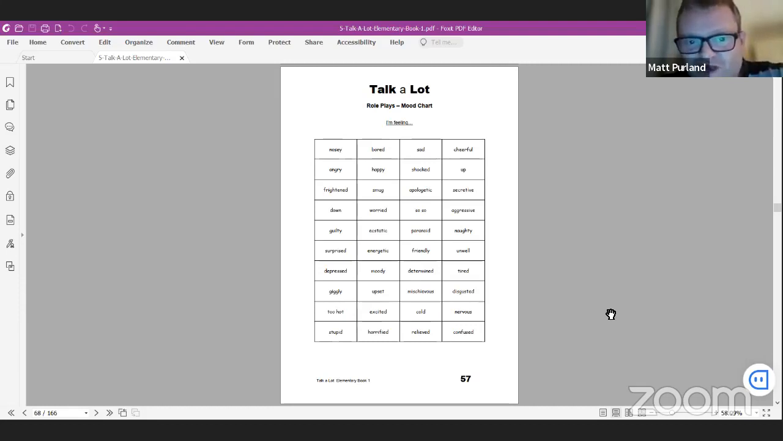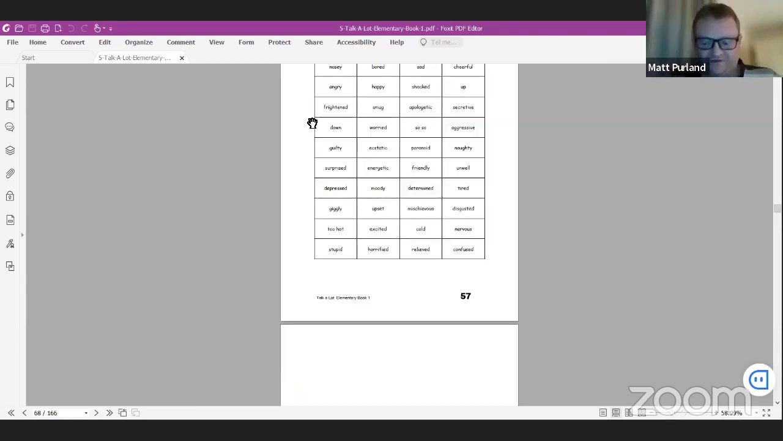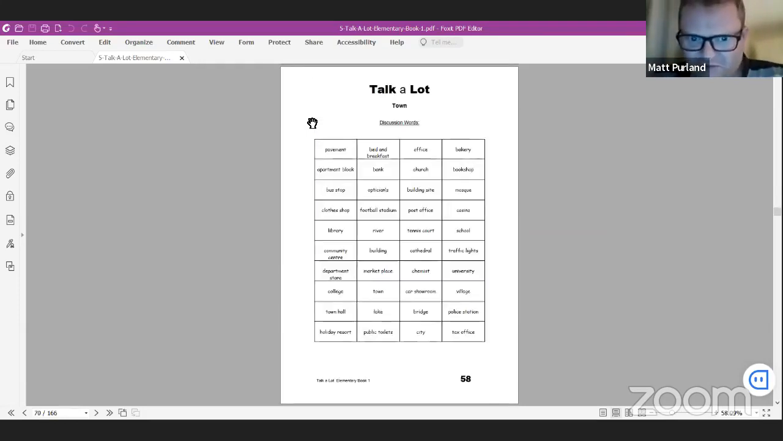Role plays mood chart. I'm feeling. You could do the role play with a particular mood. So you may be asking for directions, but you're feeling happy. Or you're feeling angry. So you do the role play with one of these moods in mind. Yeah, good fun. A lot of fun here. We like fun.